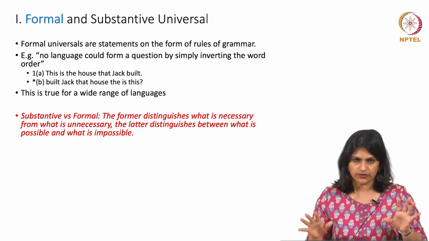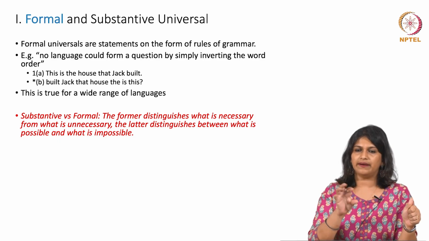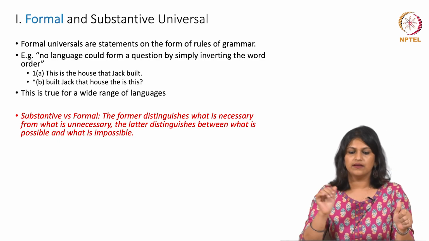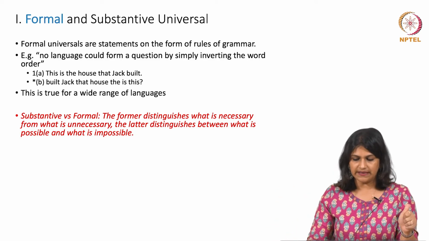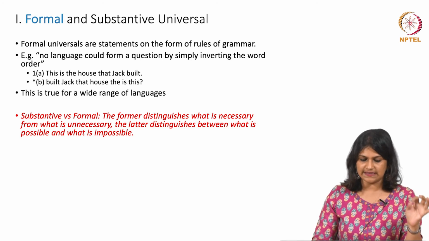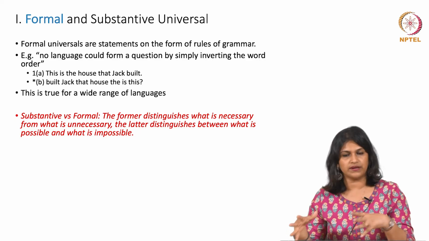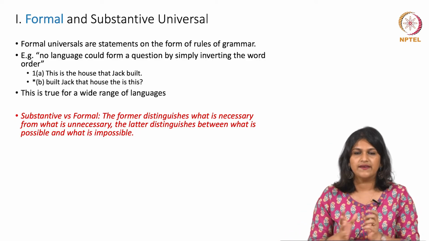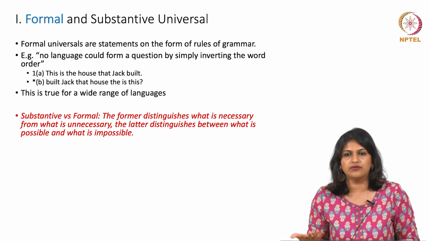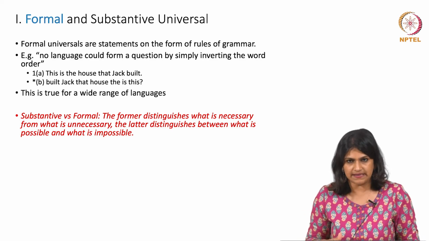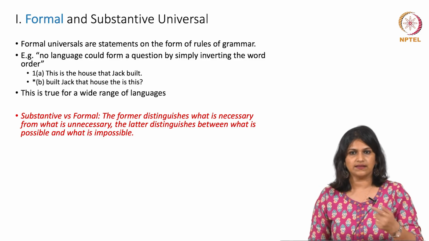That does not work. So, remember, substantive universal talks about independent or individual linguistic units. Formal universals rather would talk about the statements. So, substantive universal would distinguish what is necessary and what is unnecessary, and formal universals would talk about what is possible and what is impossible. So, this is just a broad way of dividing the universals on the basis of their substantive and formal categories. There are more into it, and we are going to discuss it in the coming session.